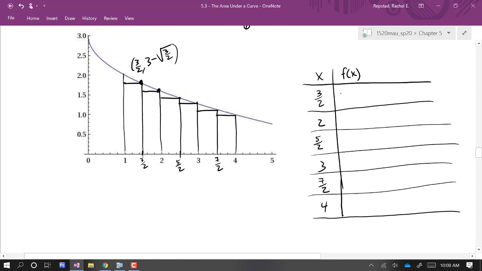So that first one is 3 minus the square root of 3/2. I'm just going to keep going. 3 minus the square root of 2. 3 minus the square root of 5/2. 3 minus the square root of 3.